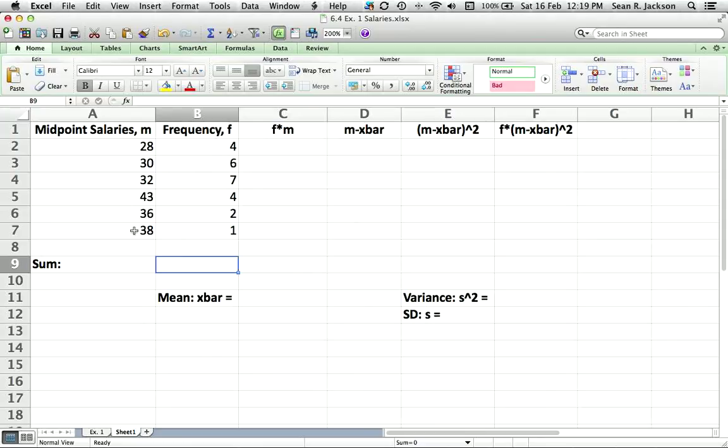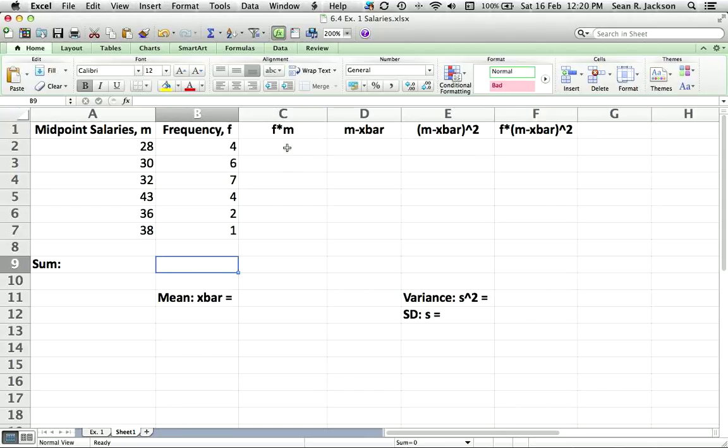Midpoint salaries are right here. Now, we've gotten rid of the 1,000 because we don't need it. We just have to remember that when we find our standard deviation, it's going to be based on multiples of 1,000. Okay? So we've got our frequencies and we've got our midpoints, and this is what we've started with. And so look at the progression that we're going to take to get up to our standard deviation. So we're going to step you through this one.